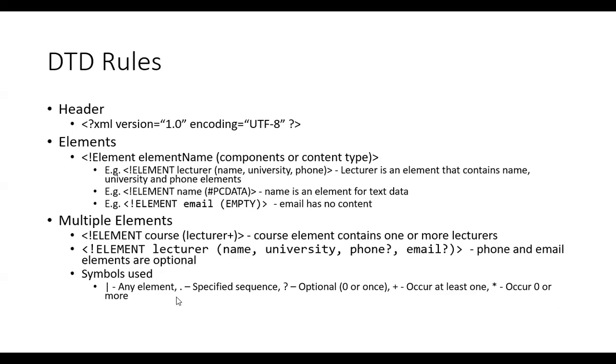So we can use various different symbols. For example, vertical bar, and in the element you specify a sequence, and then you have a question mark to say that it's optional, plus means at least one you have to have, but you can have a star to say that you can have zero or more, like in regular expressions.